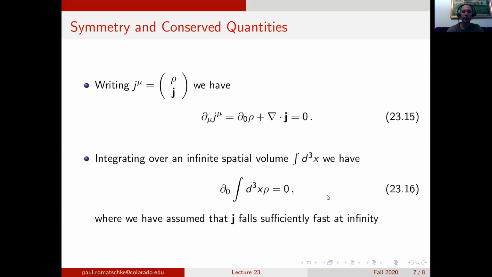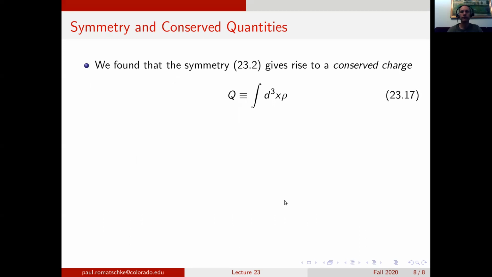So putting these things together, we find that the time derivative of the integral d3x over rho has to be 0. If we give this thing here a name, we can call this the total charge. And then this just says that the time derivative of the charge is 0. That means that the charge has to be constant in time, and that's just saying that the charge has to be conserved. So we found that the symmetry that we have found for our action gives rise to a conserved charge Q, the integral of d3x rho, and this conserved charge Q fulfills a classical conservation law.